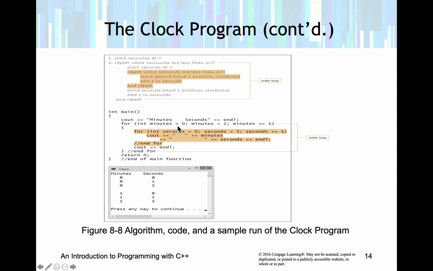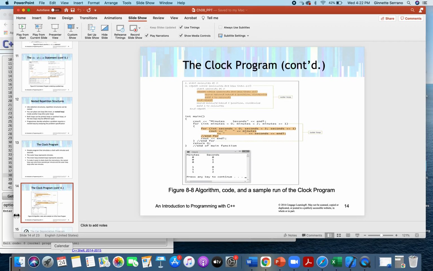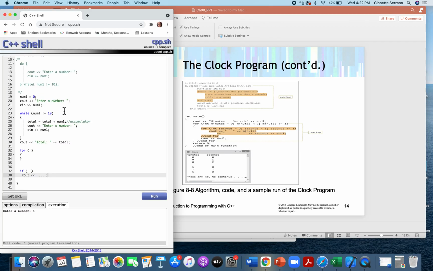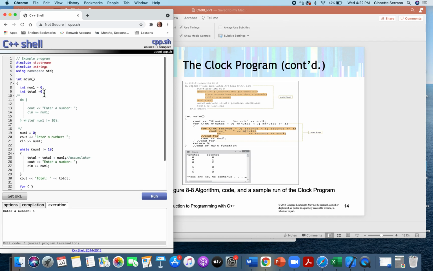So for every one time that this outer loop executes, the inner one iterates 3 times. This one iterates 1 time, this one iterates 3 times. This one iterates 1 time, this one iterates 3 times. So let's do that over here.